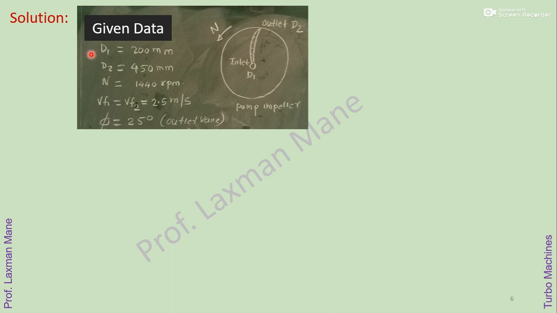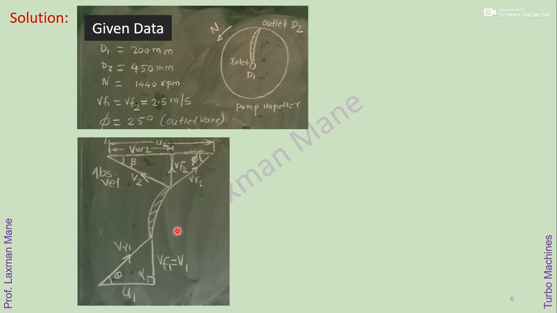So first of all, write the data given. Here values of diameter are given in mm. Take these values in calculation in meter. So for that, multiply it with 10 raised to minus 3. So here we need a velocity triangle diagram.